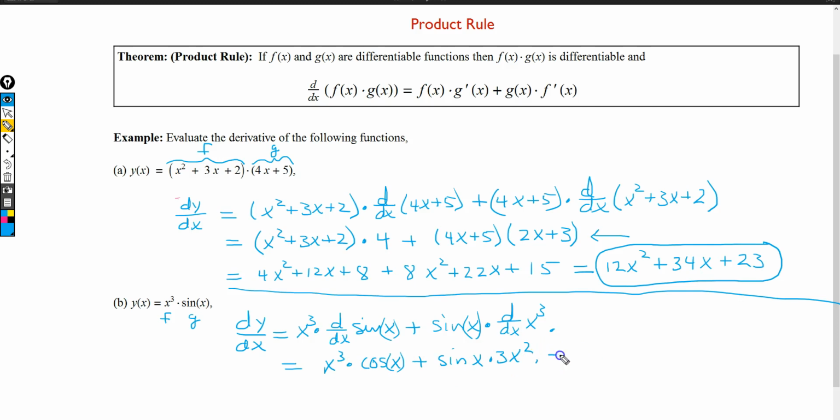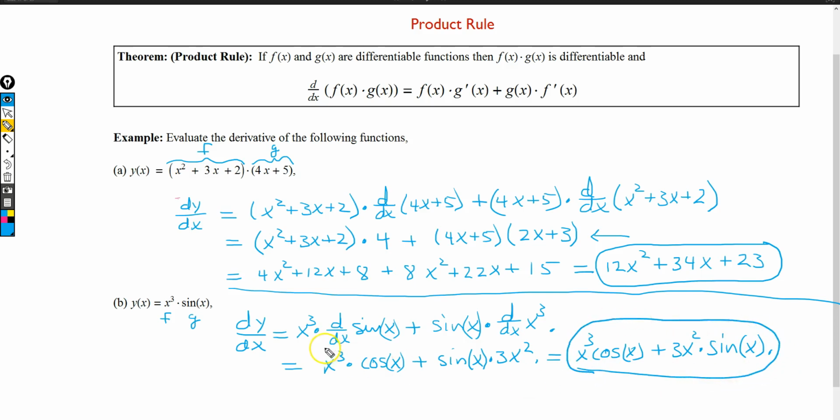It's probably a little better to write this differently. I usually prefer to bring the 3x squared in front of any trig function, so there's no confusion that the 3x squared is not part of what the sine is acting on. So I like to put that in front as 3x squared times the sine of x. I prefer to write it like that. Alright, and there is our answer. So that is our derivative of x cubed times sine x.